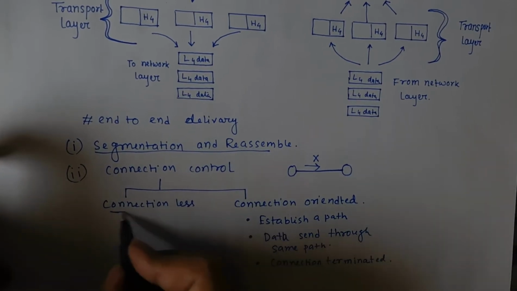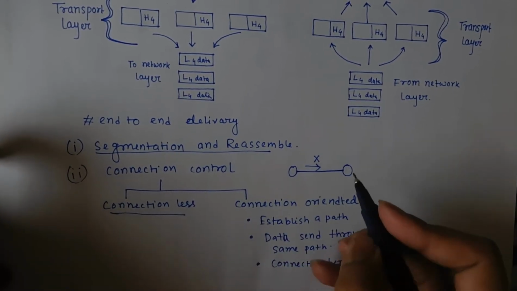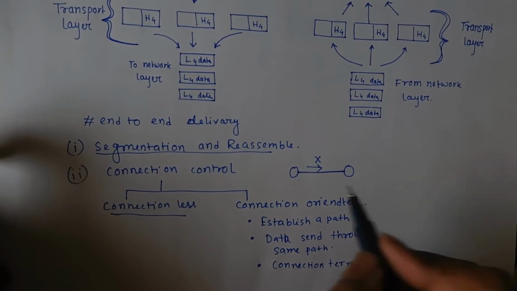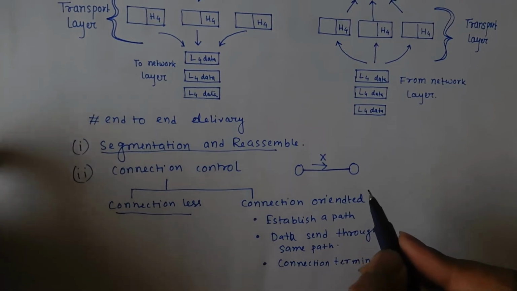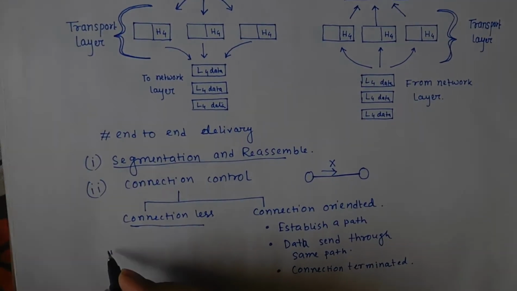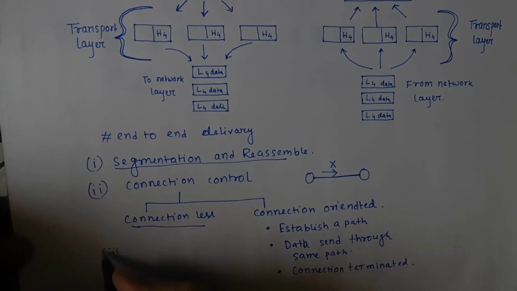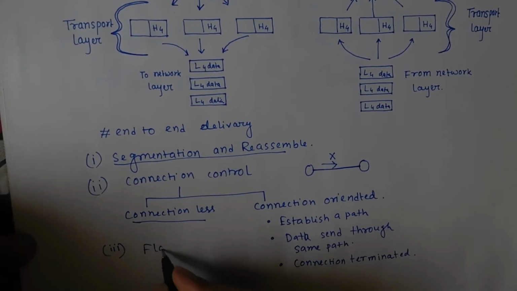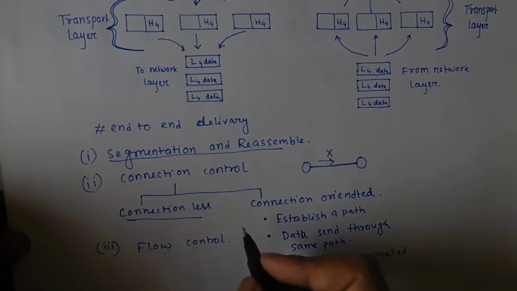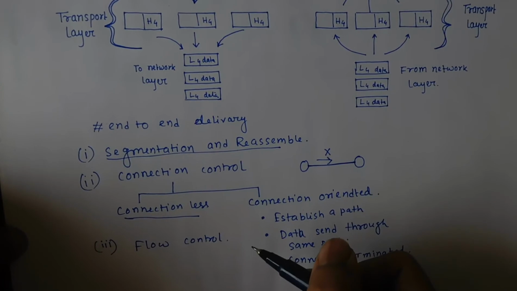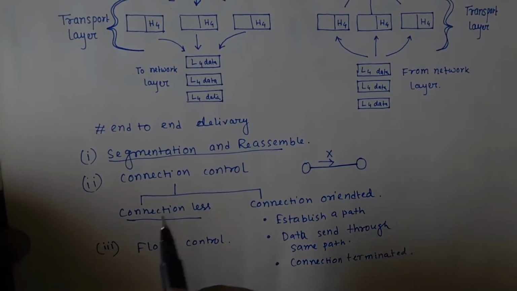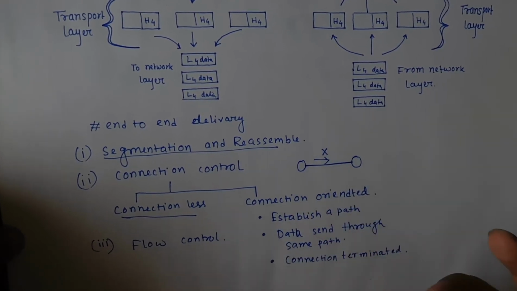And in connectionless, each segment is treated as an individual packet and does not follow the same path. Next function is flow control. Transport layer is responsible for flow control not on a single link but from one network to another.